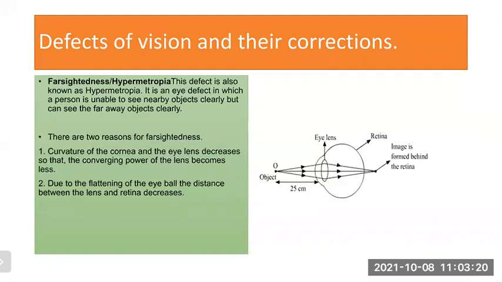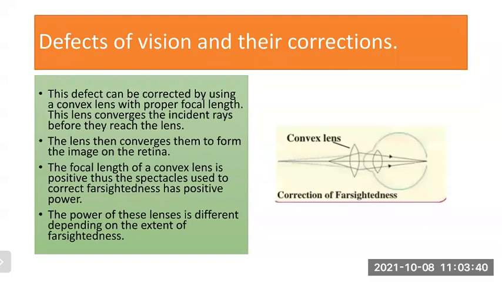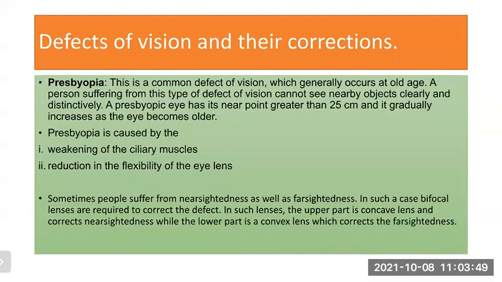Second one we have seen is farsightedness, also called hypermetropia. In this, a person is unable to see the nearby objects clearly but can see the far away objects clearly. Here, in this case, the image is formed behind the retina. So how can this be corrected? It can be corrected by using the convex lens of suitable focal length, and the image can be formed on the retina. Then the next one you have is presbyopia.